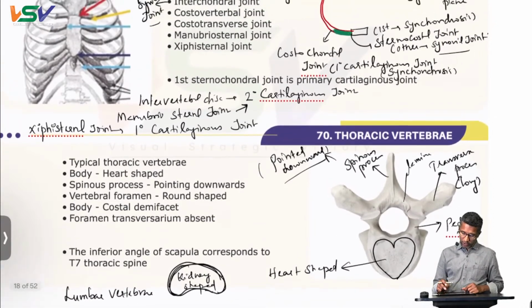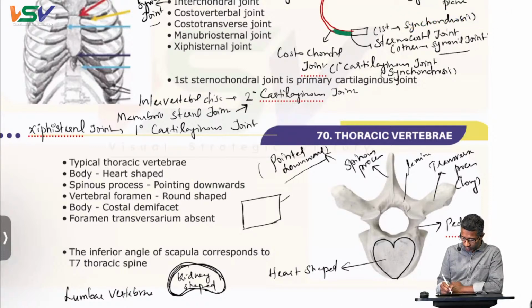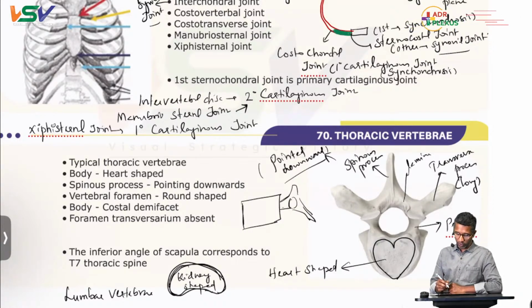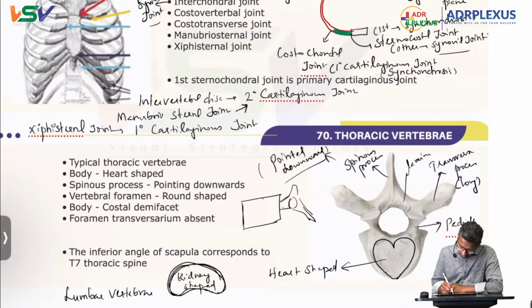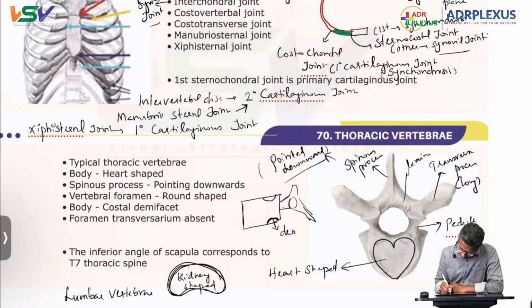If you see the vertebra from the sides, let us consider this is a thoracic vertebra, and this is a pedicle, and this is a transverse process seen here. What is classically seen on the lateral side of the body is a facet here and a facet here. These facets are called demi facets.